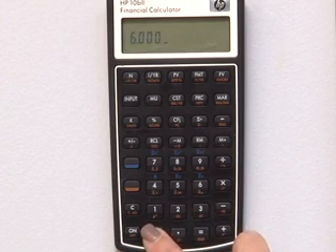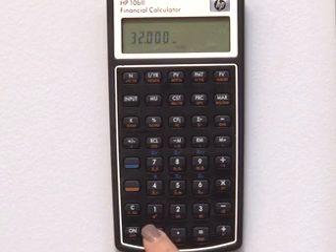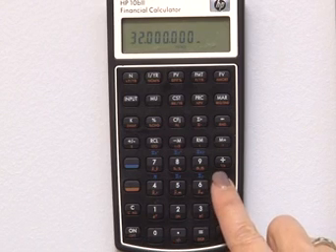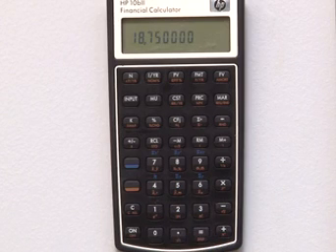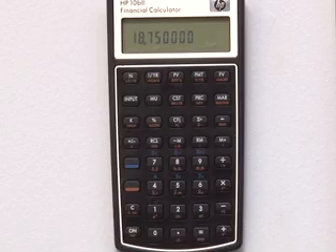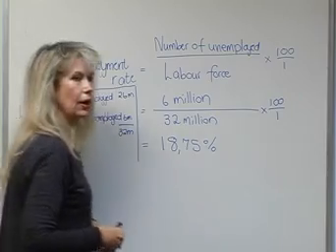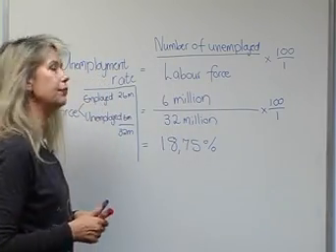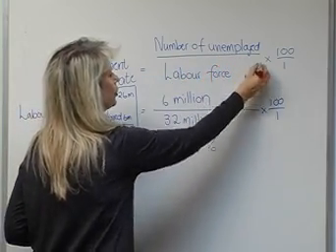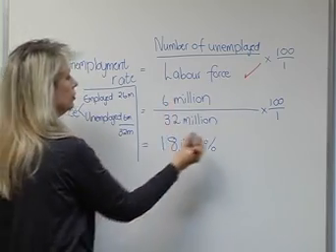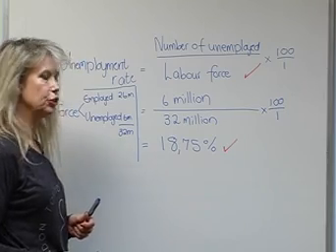6 million divided by 32 million times 100 over 1 gives you 18.75%. So how do we allocate the marks? The first mark is given for the fact that you know the correct formula, and the last mark is given for the correct answer. 2 marks in total.